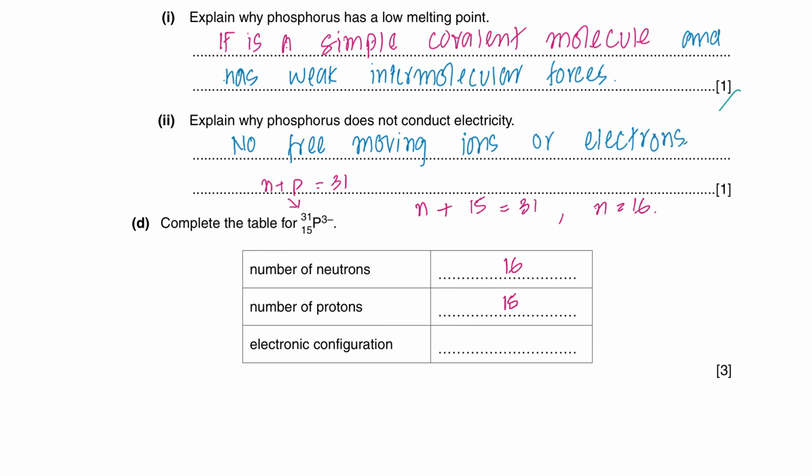And its electronic configuration with a 3 minus charge. The phosphorus atom would have 15 electrons, but right now it has 18. And they would align themselves as 2, 8, and 8. So 2, 8, and 8 is the electronic configuration for the phosphide ion.